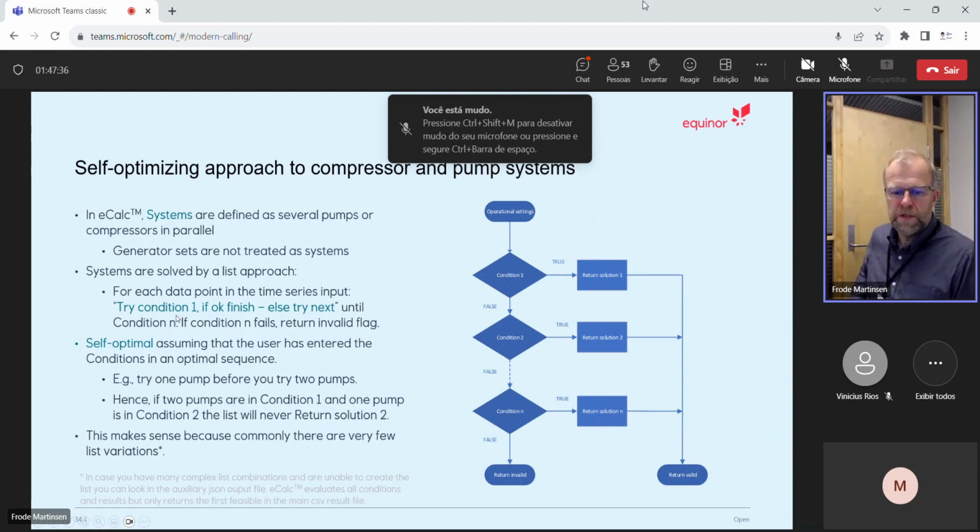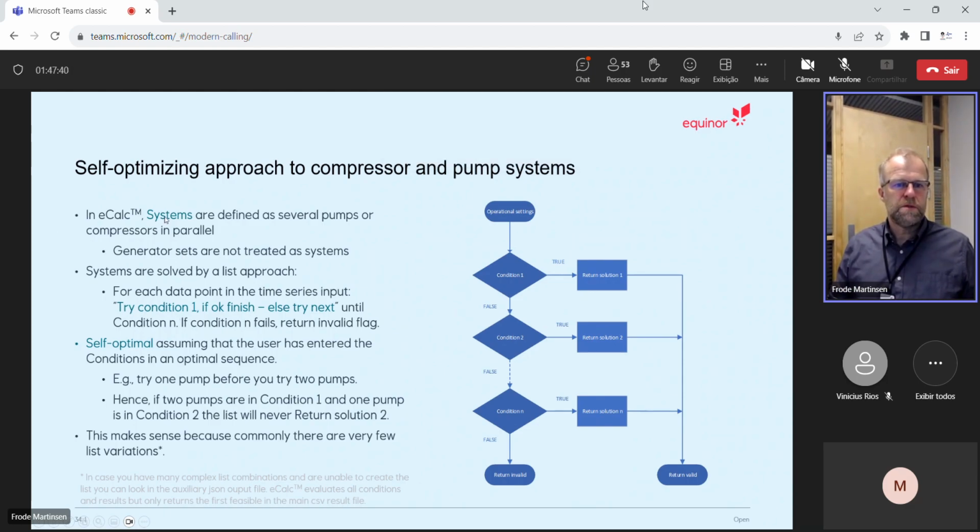Self-optimizing approach to compressors and pumps. In eCalc, systems are defined as several pumps or compressors in parallel. However, generator sets are not treated as systems. They were this dumb table I showed you. So this only works for pumps and compressors. And in eCalc, we solve the systems in a list approach.